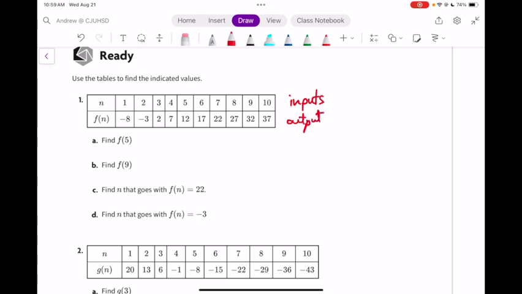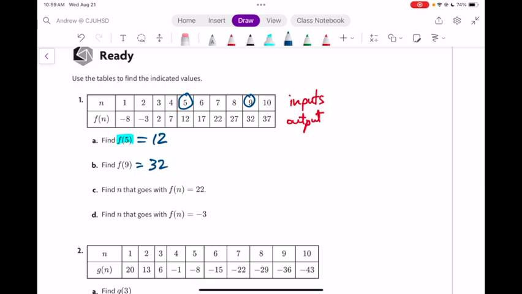So when we're asked on part A to find f of 5, that means if the input is 5, what is the output? So we go to 5 and we look straight below it. 12 is the output. F of 9. 9 is the input. Look straight below. 32 is the output.